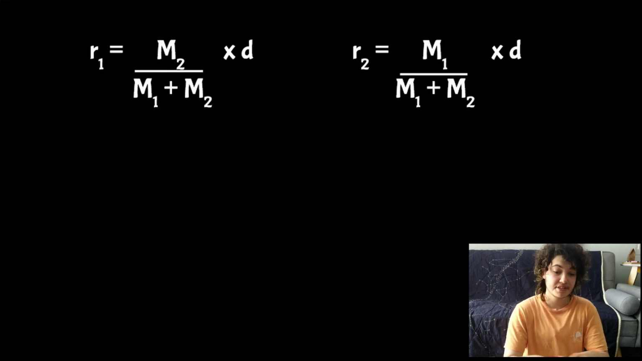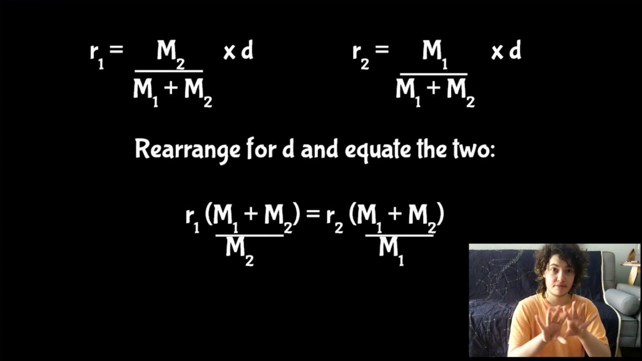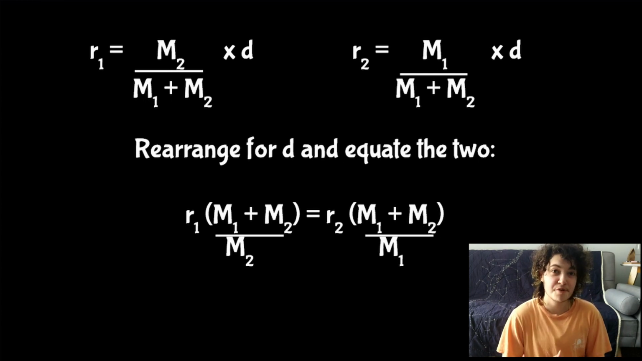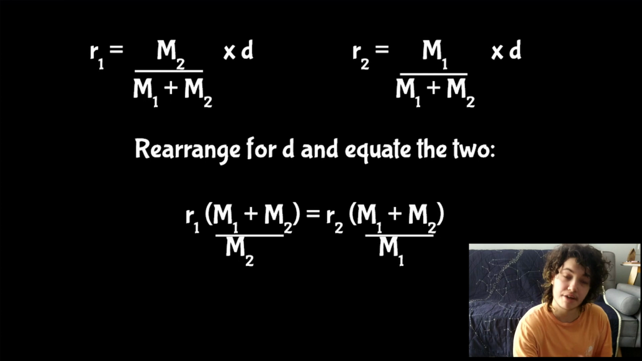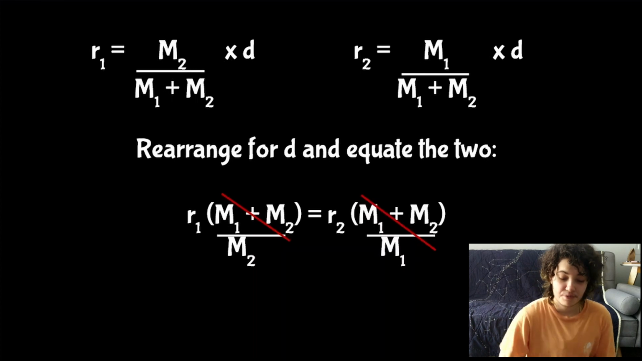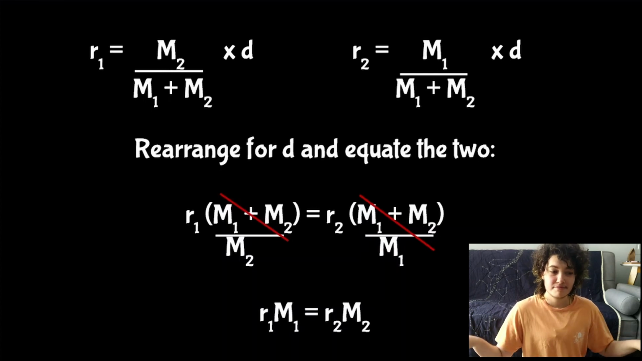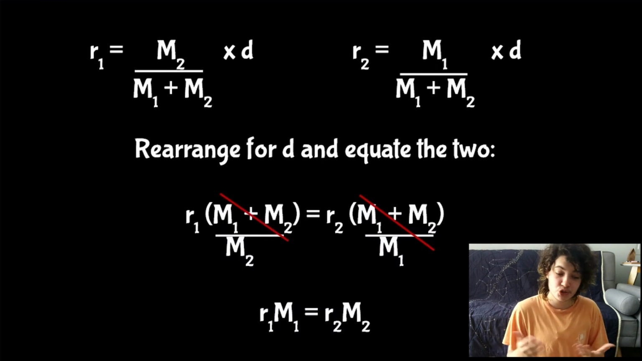But what's good is that both the distances d are exactly the same, so we can eliminate them, rearrange the equations and equate the two. So we get R1 multiplied by the sum of the masses divided by M2 is equal to R2 multiplied by the sum of both the masses divided by M1. And you can immediately see that we've already got some terms that we can easily cancel out and rearrange. So if we get rid of both the sums of the masses and then move the M1 to one side and the M2 to the other, we can get a very nice and simple equation that describes how the semi-major axis of each of the bodies depends on each of the other's mass, which is really cool.